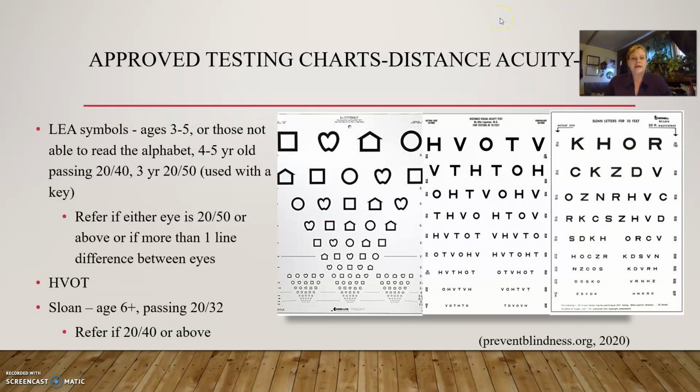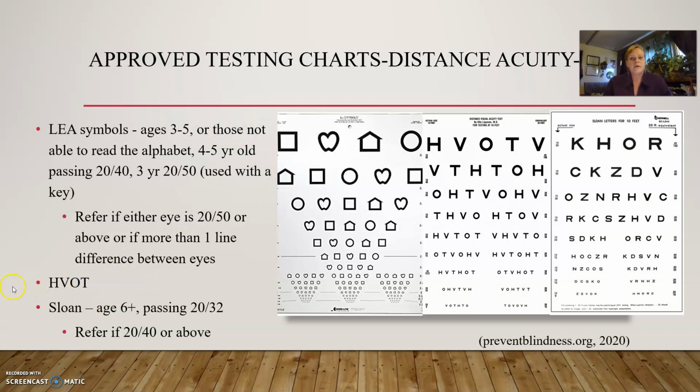These are the approved testing charts as recommended by the National Center for Children's Vision and Eye Health to measure distance acuity. Charts will specify if they're to be measured at 10 feet or 20 feet. The distance is from the chart to the child's eye. We test one eye at a time. These LEA symbols, this is the first chart here, it's good for students ages 3 to 5 or those that cannot read the alphabet. It's used with a key, so they'll hold some cards to point to match with what the symbol is on the chart.